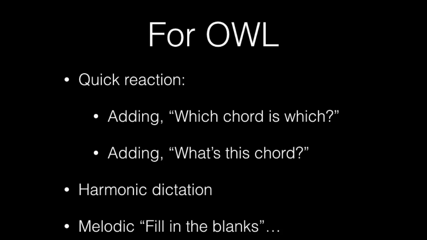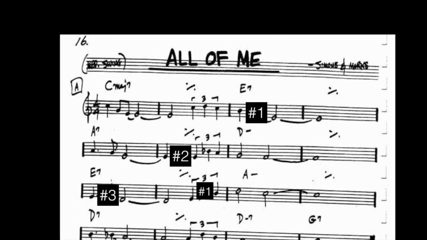So if we were doing All of Me, well, I could black out a couple of notes and then say, hey, what's underneath number 1? What's underneath number 2? What's underneath number 3? And notice that I've got 2 number 1s, and that's because those are both the same notes. Those are both G sharps. And so I would have a recording there that would play through the melody, and then you would match up the notes to the numbers.